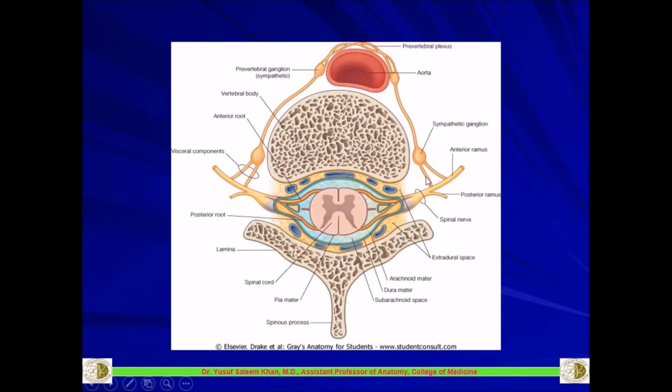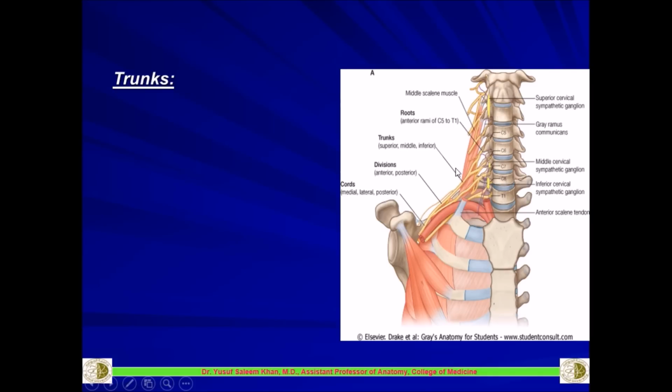So you have seen these are the roots, which are formed by the anterior rami, or it is also called the ventral rami. These are called the roots. So here you can see these are the roots which are coming from C5, C6, C7, C8. So the roots from C5 and C6 join to form the upper trunk. So here you can see the roots. They have been shown here in the picture.